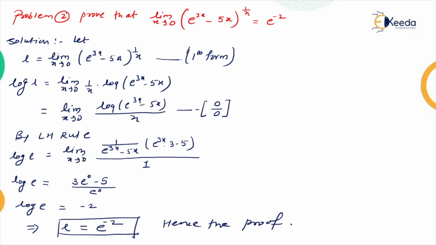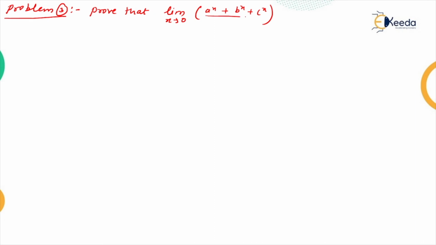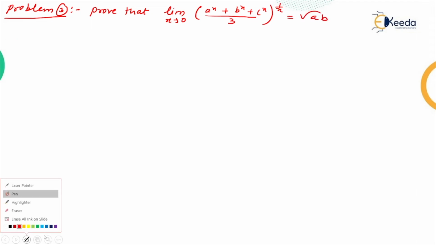Now the next example I am going to discuss with you is problem number 3. Prove that the limit as x tends to 0 of (a raised to x plus b raised to x plus c raised to x divided by 3) to the power 1 by x is equal to the cube root of abc. So how will it be solved, guys? Let's see.